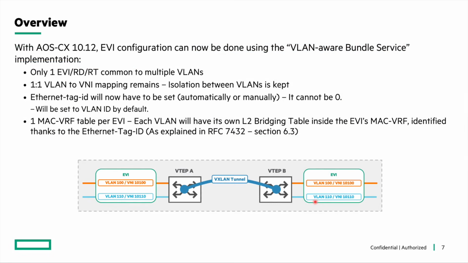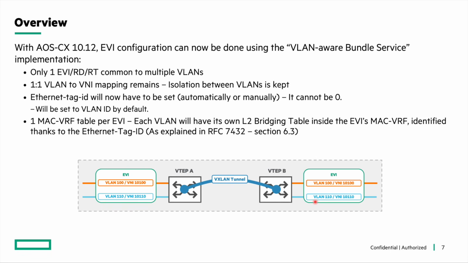But now, starting with AOS-CX 10.12, we support a new kind of EVPN implementation, or EVPN service, named VLAN-aware Bundle. From a pure data plane perspective, the VLAN to VNI mapping remains fully available, and it allows keeping isolation between VLANs. But the differences between EVPN services are more focused on the control plane and how EVPN works.